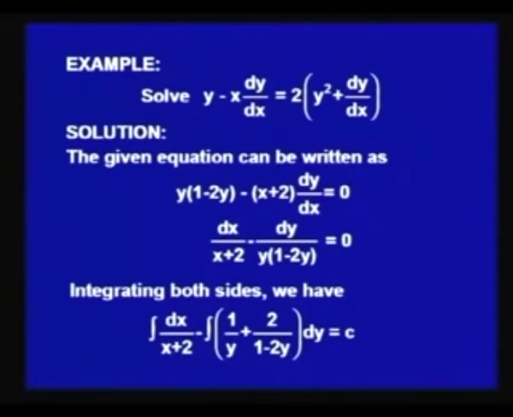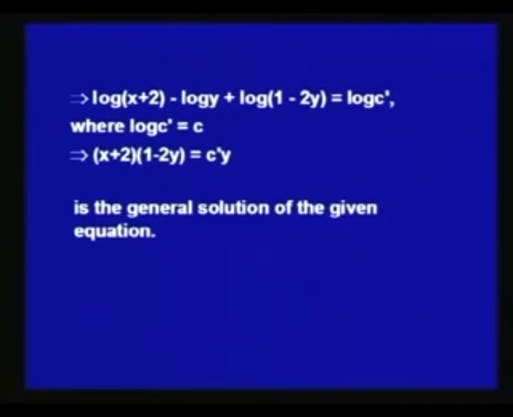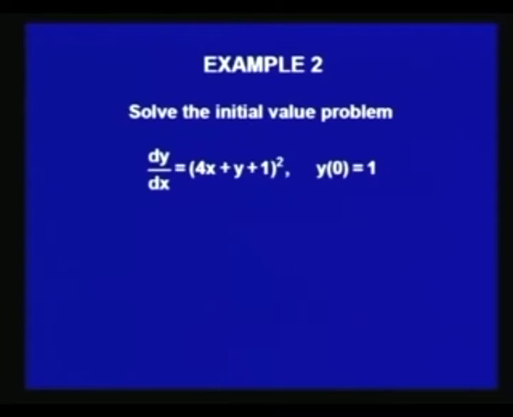Here we have broken the term 1 over y into (1 minus 2y) into partial fractions. The partial fractions are 1 over y plus 2 over (1 minus 2y). Now, after integration we get log of (x plus 2) minus log y plus log (1 minus 2y) equal to log c dash, where we define log c dash equal to c. This will give us (x plus 2) into (1 minus 2y) equal to c dash y, which is then the general solution of the given differential equation.